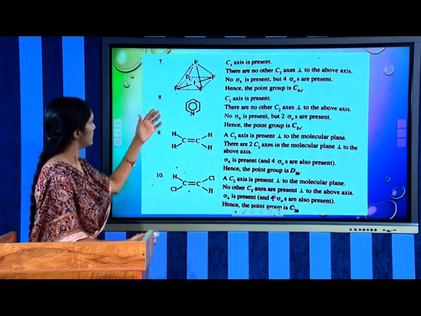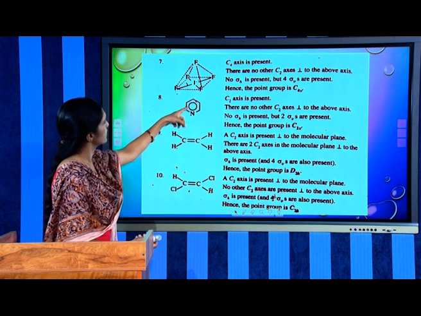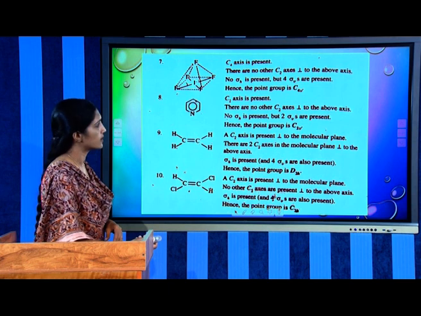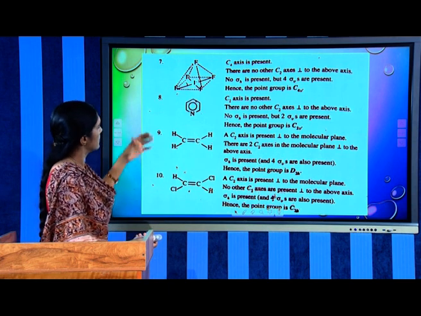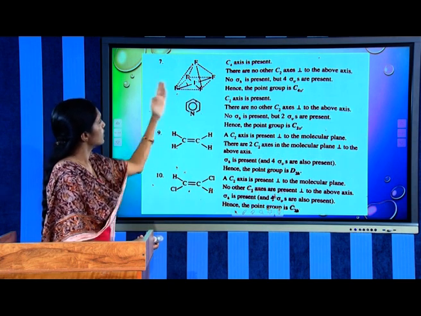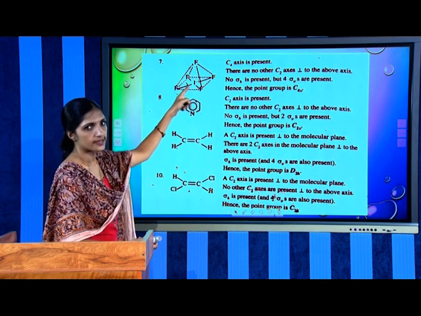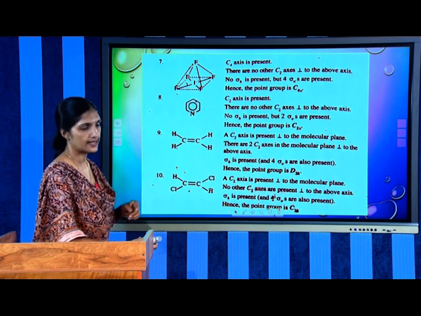Now, this molecule is having what? A C4 axis. Okay, there are no other C2s perpendicular to the C4 axis, no sigma H, but 4 sigma V's are present for this molecule. So, it falls under the category C4V, right.